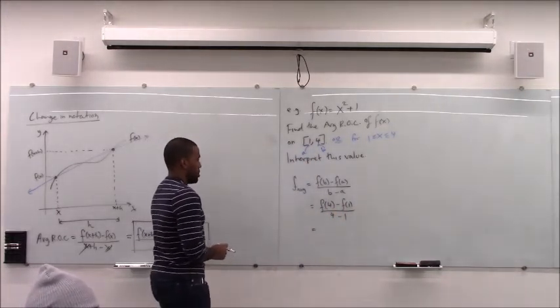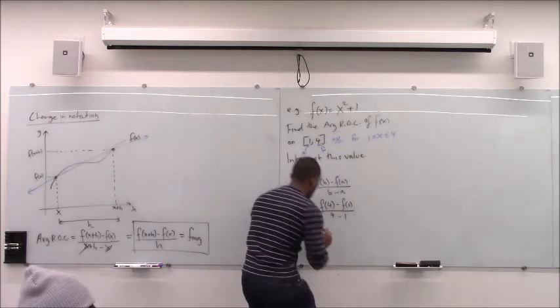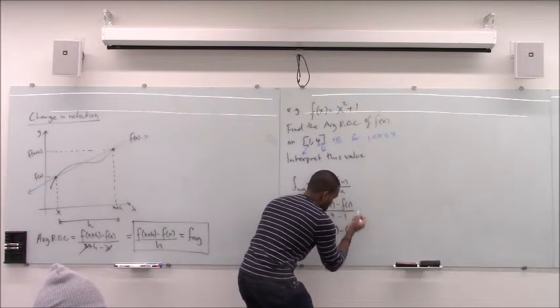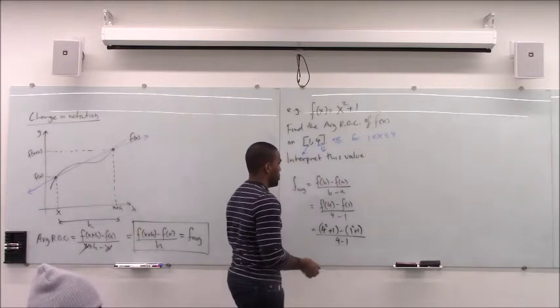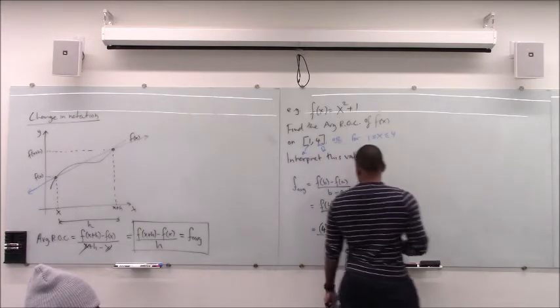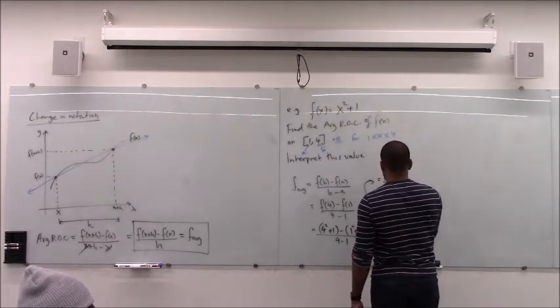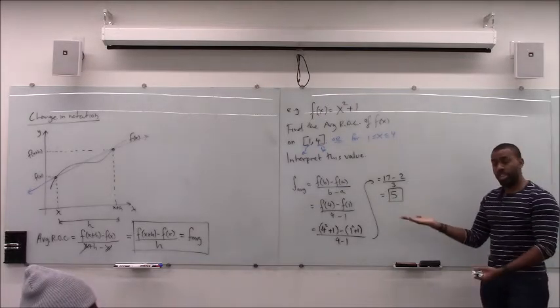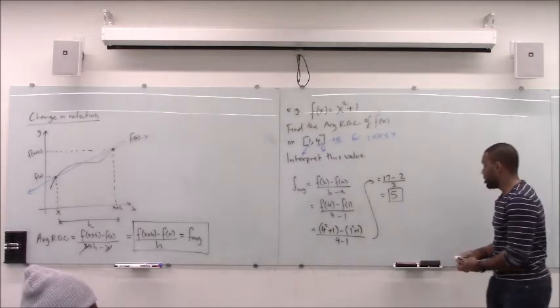How do I find f of 4? Yeah. Plug 4 into the formula over here. That's 4 squared plus 1 minus, plug 1 in there, 1 squared plus 1, all over 4 minus 1, which is going to be 3. So that's actually 17 minus 2 all over 3, and that's actually 5. Right? So in this situation, what is the average rate of change of this function on that interval? It's 5. Now, interpret that. What do I mean when I say, oh, the average rate of change is 5?